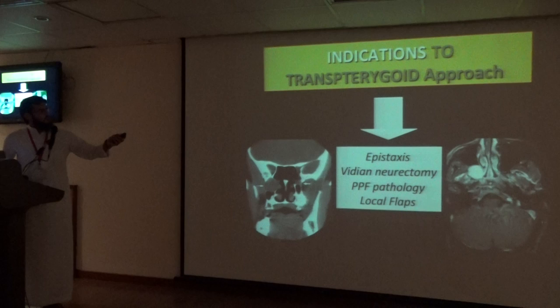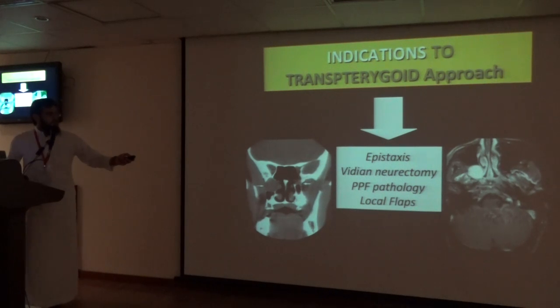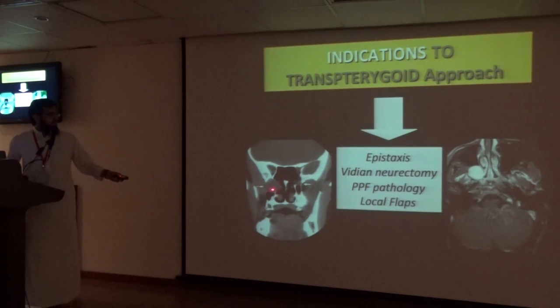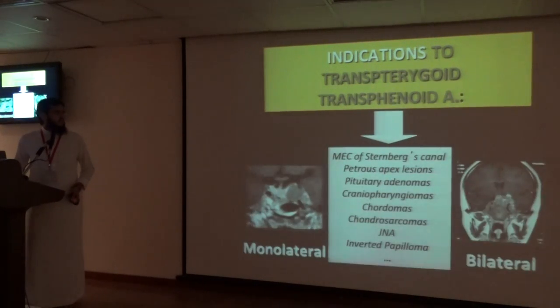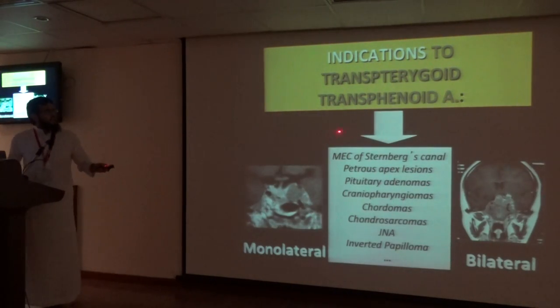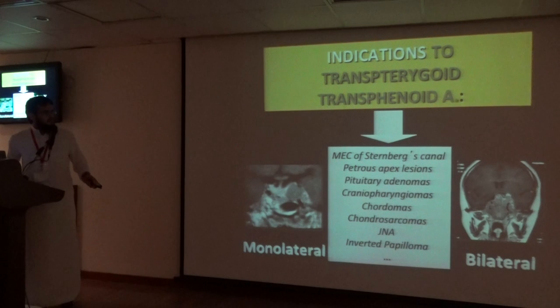So either we go trans-pterygoid approach to control epistaxis or for vidian neurectomy, or for simple pathology in the area like schwannoma in this case, or in case of nasoseptal flap. What is the indication for the trans-pterygoid, trans-ethmoid, trans-sphenoid approach? For more extended disease like Sternberg's canal CSF leak, petrous apex lesion, pituitary adenoma, craniopharyngioma, inverted papilloma, and juvenile angiofibroma.